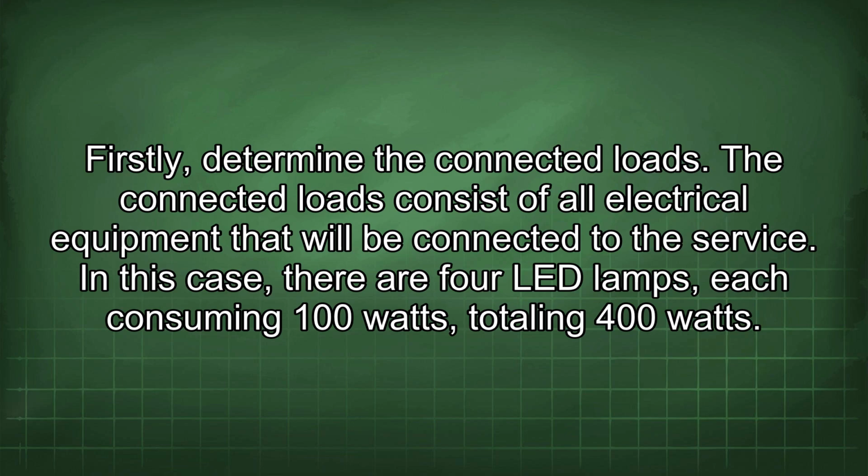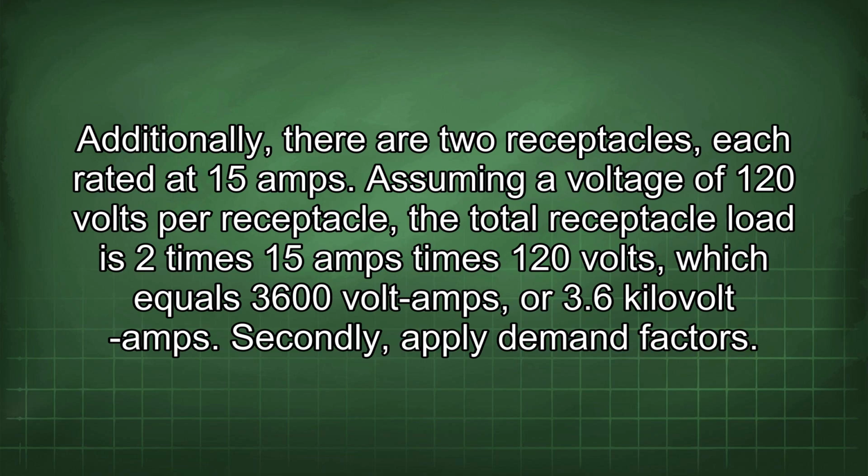Firstly, determine the connected loads. The connected loads consist of all electrical equipment that will be connected to the service. In this case, there are 4 LED lamps, each consuming 100 watts, totaling 400 watts. Additionally, there are 2 receptacles, each rated at 15 amps. Assuming a voltage of 120 volts per receptacle, the total receptacle load is 2 times 15 amps times 120 volts, which equals 3600 volt amps, or 3.6 kilovolt amps.